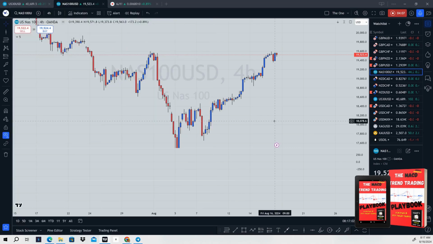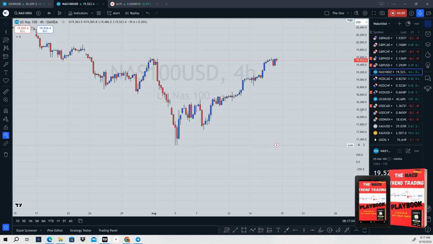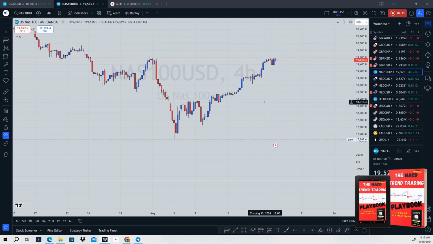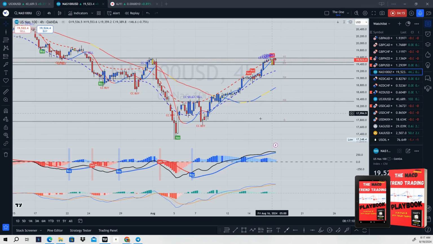Okay, so let's go ahead and go to the chart. We are on NASDAQ on the 4-hour time frame, and we're going to turn on the indicator, and I'm going to show you the difference between the traditional MACD, which you see here at the bottom, and the cheat code MACD. Cheat code MACD is a lot more vibrant. It's going to give you buy and sell signals.